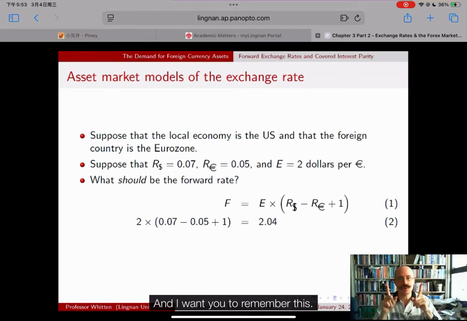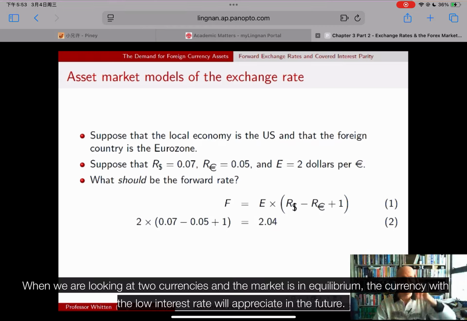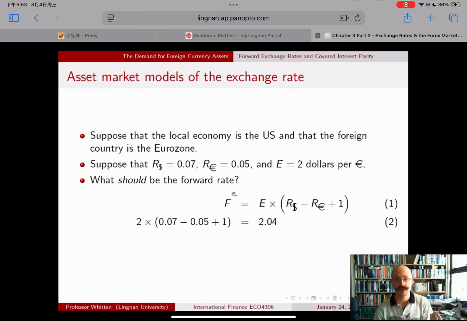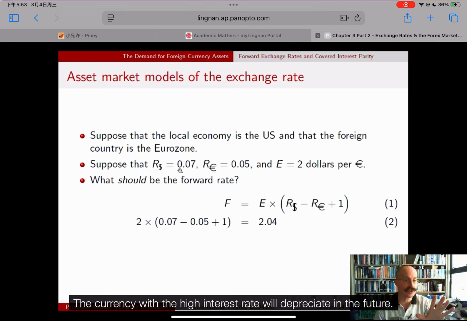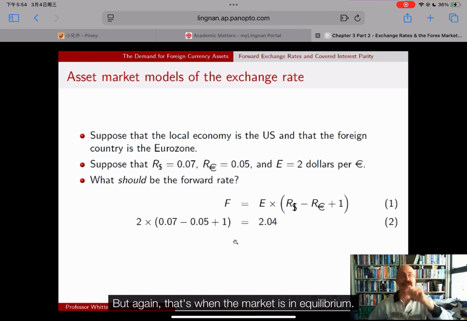And I want you to remember this. When we are looking at two currencies and the market is in equilibrium, the currency with the low interest rate will appreciate in the future. The currency with the high interest rate will depreciate in the future. But again, that's when the market is in equilibrium and we look at the interest rates on two different currencies.